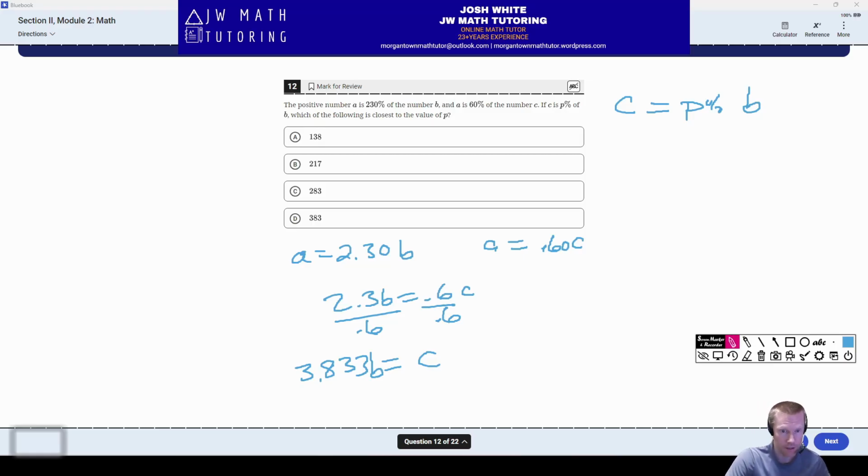But here's the thing, okay? Notice that when it's written like this, it is the decimal equivalent of P. In other words, to convert this to a percentage, you have to multiply it by 100%. And that moves the decimal over 2 places. So the correct answer for this is just going to be letter D, 383.